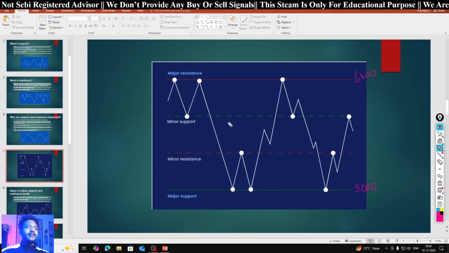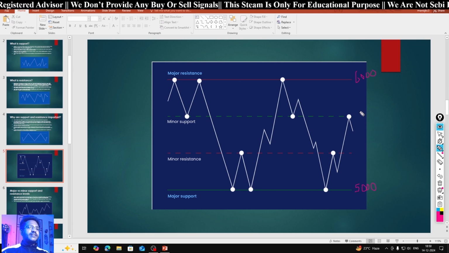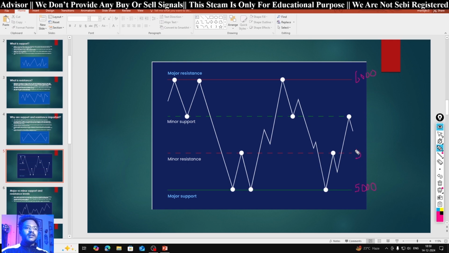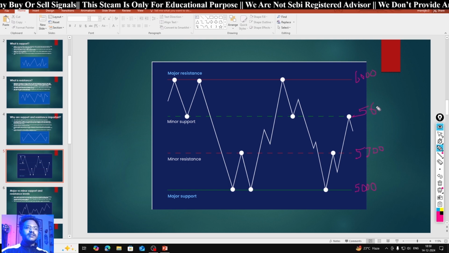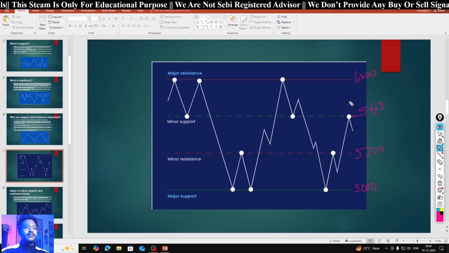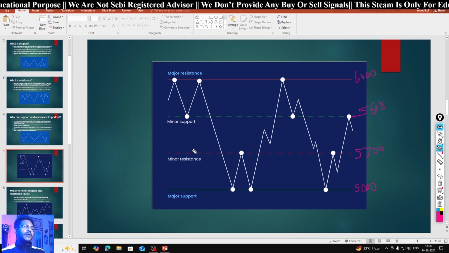So in the middle, there would be certain ranges. Let's say like 5,300, and let's say 5,600. So these are the levels in the middle. These levels can also act like support and resistance. Let me just give you an example of how to identify that.